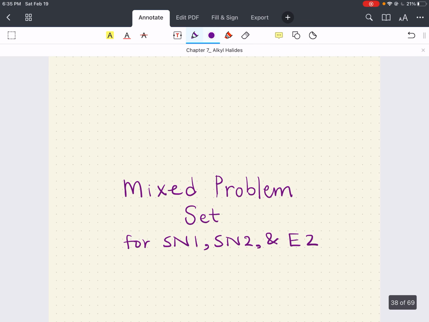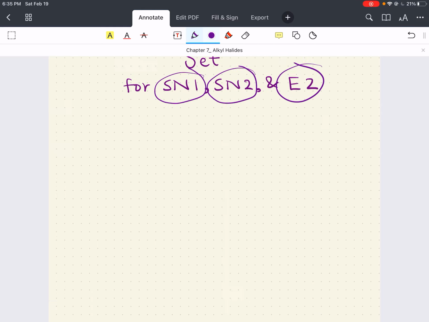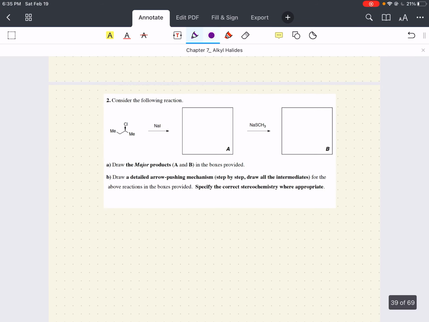All right. So with that being said, now we know SN1. So what that means is we got SN1 down, we got SN2 down, and we got E2 down. So now we're going to do a couple of problems. We're just going to do several of them and get the hang of this. It's going to be a speed round problem set. Consider the following reaction. Draw the major product, A and B, in the boxes.